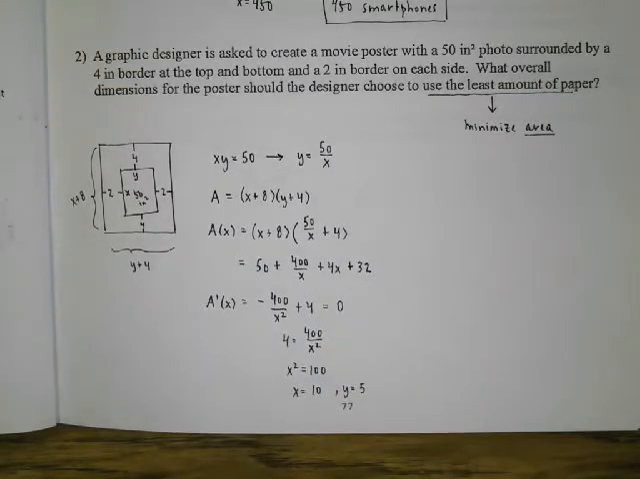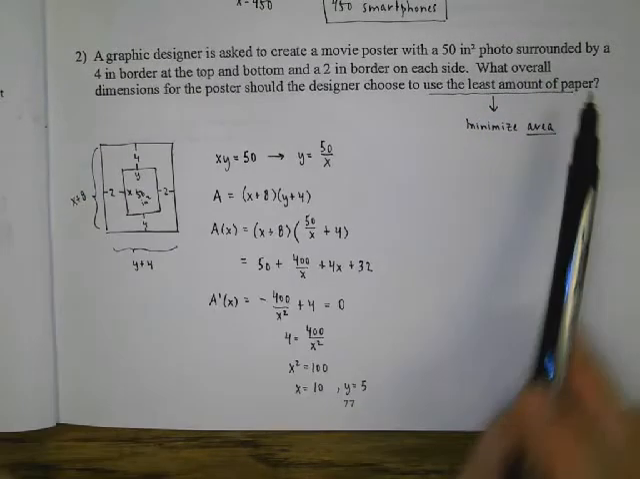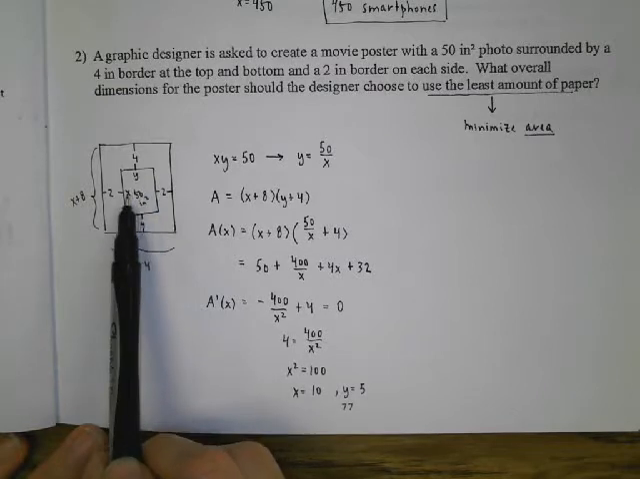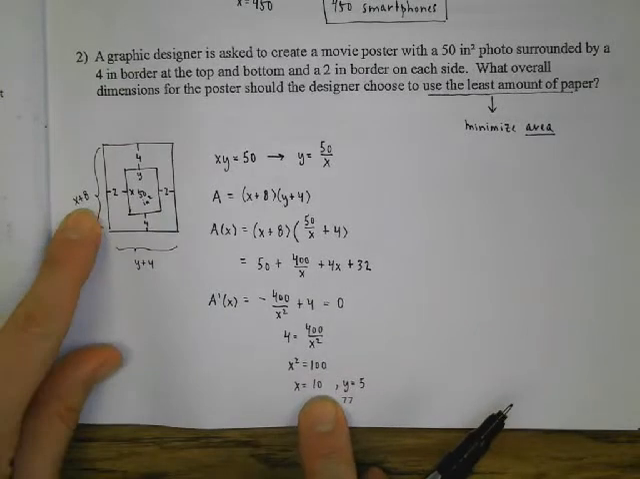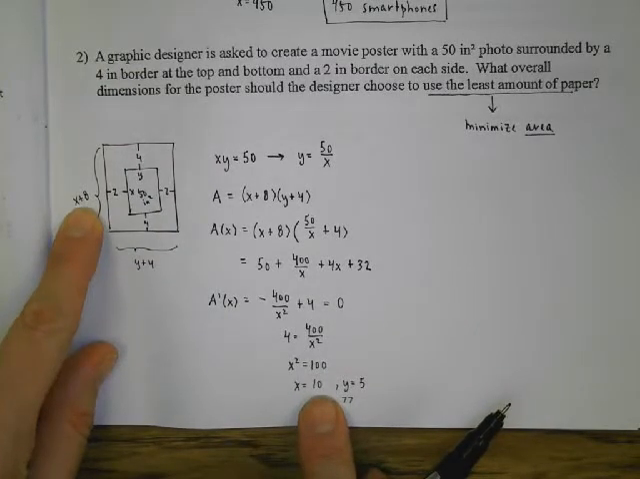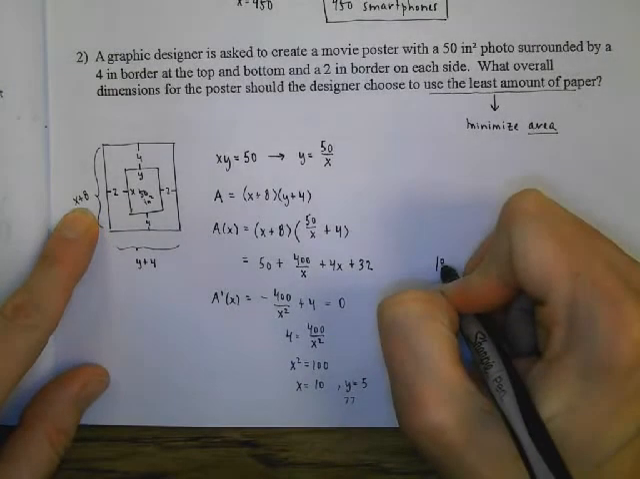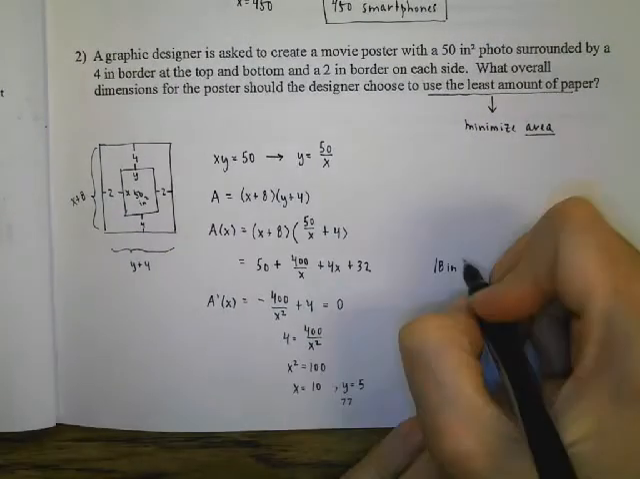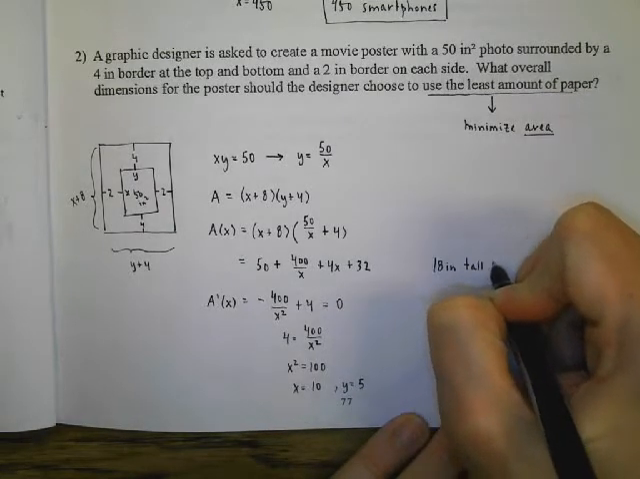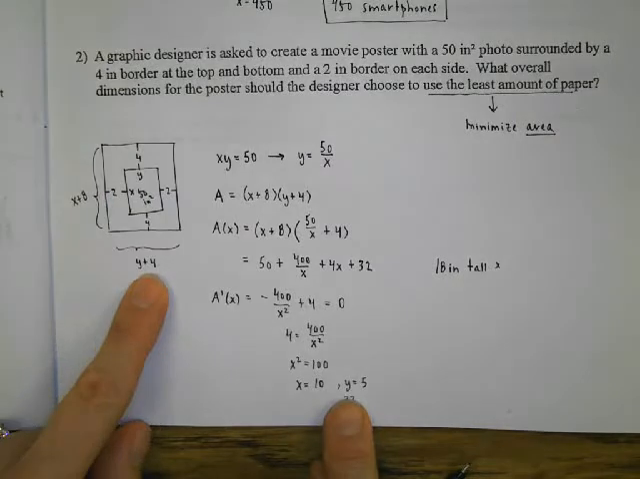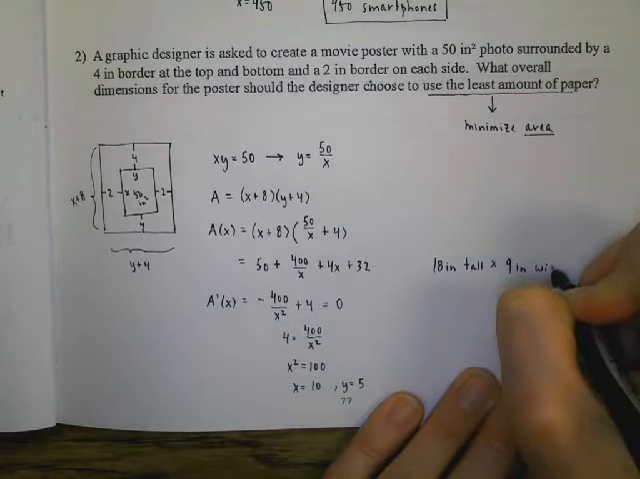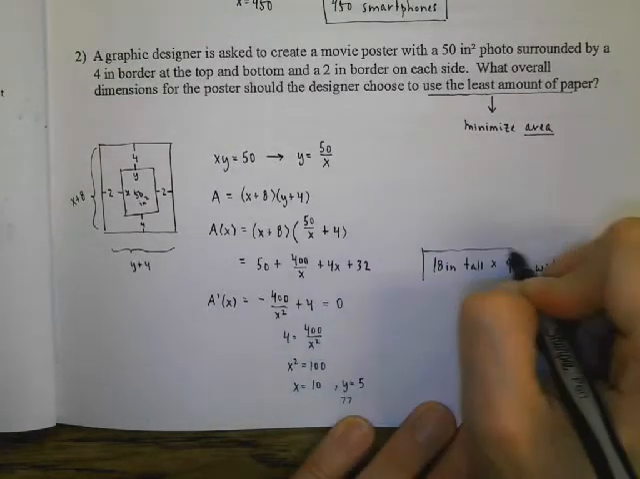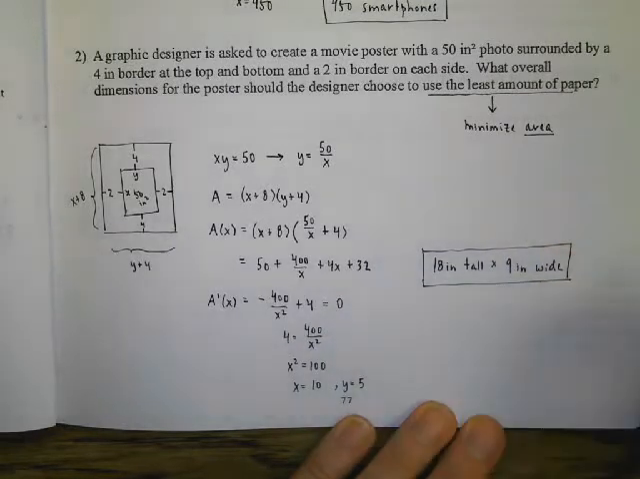Now here's what we have to be careful of. They're asking us to find the overall dimensions for the poster. Right now, I just have the interior dimensions without the border. So what I need to do is take my X and plug it in here to get that overall dimension. So my height is going to be 18 inches. So 18 inches tall by, my width here is Y plus 4, so 5 plus 4, by 9 inches wide. Those give me the overall dimensions for that poster.